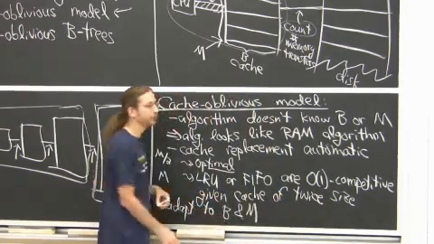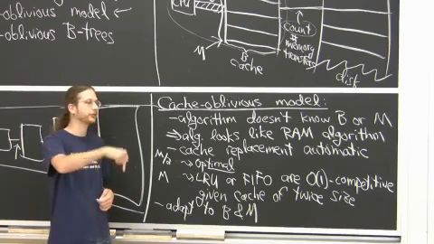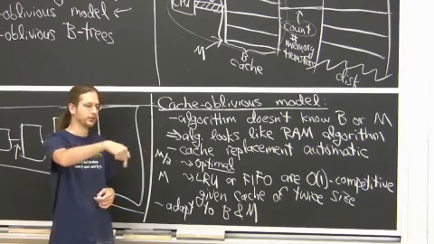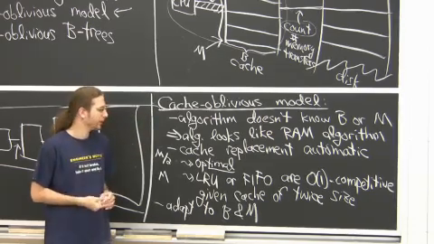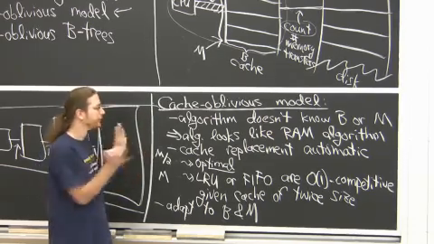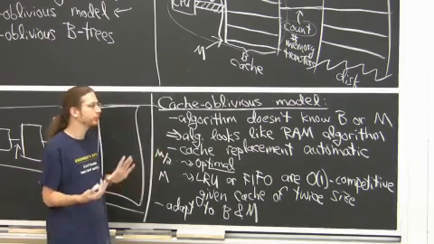Block size could change. If you think of a disk and the block size is the size of your track, then closer to the center, the tracks are smaller. Closer to the rim of the disk, the blocks are bigger. All these things, basically, in the cache oblivious model, you don't care because it will just work.